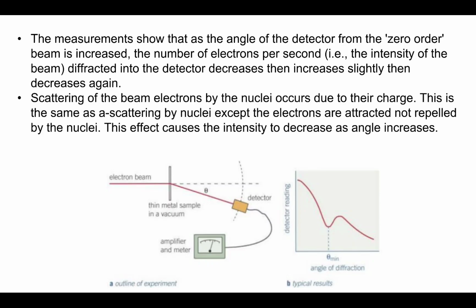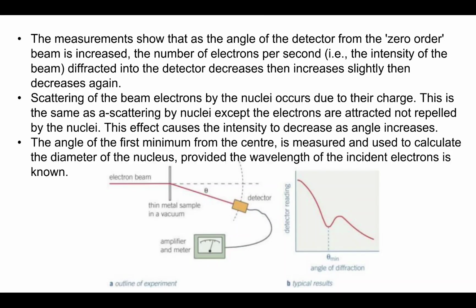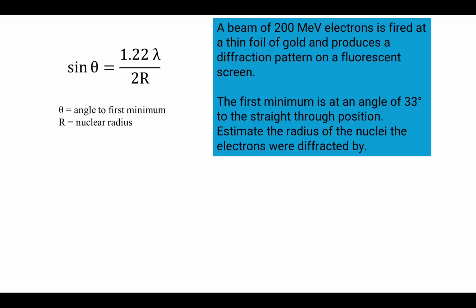So the scattering of the beam electrons by the nuclei occurs due to their charge. So it's the same as alpha scattering by a nuclei, except the electrons are attracted, not repelled by the nuclei. So just to reiterate, the angle of the first minimum from the center is measured and used to calculate the diameter of the nucleus. We must know the wavelength of the incident electrons. All right, so we're going to look at an example.